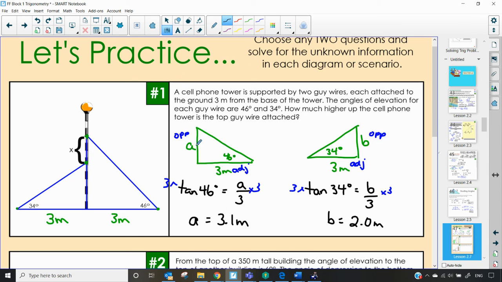the heights. So we know that this height here, this pole or the guy wire with the 46 degrees reaches 3.1 meters up the pole. We know that this one reaches 2.0 meters up the pole. So the difference between those, 3.1 meters minus 2.0 meters, is 1.1 meters. And again, I would have kept those numbers exact in my calculator.